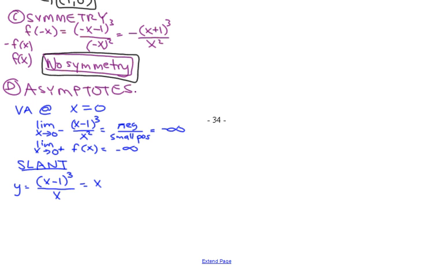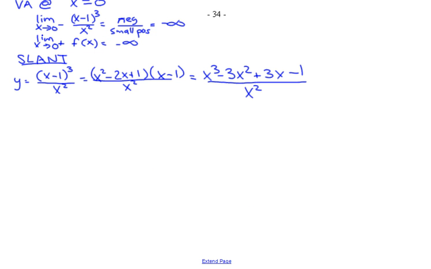So do you want to just do it the old-fashioned way? x squared minus 2x plus 1 times x minus 1. This is an x squared, right? And then last would be x cubed. We'll have a minus x squared and a minus 2x squared gives you minus 3x squared. And then we have a plus 2 and a plus 1, so plus 3x. And last would be minus 1, all over x squared. Hope you have extra paper.